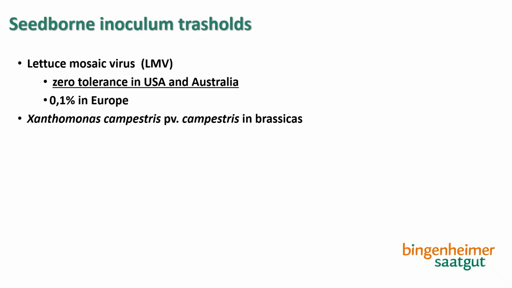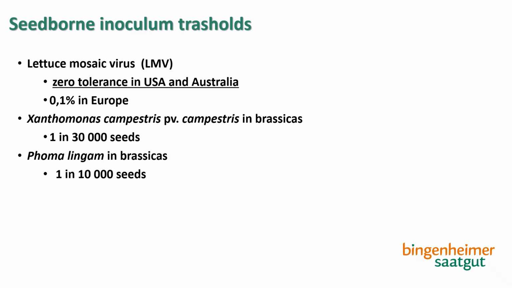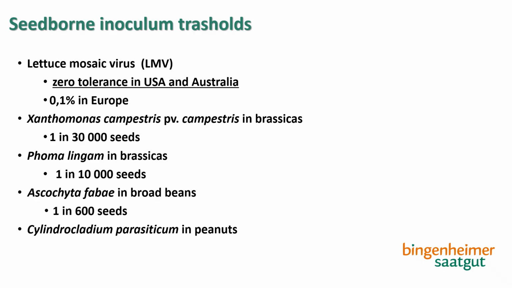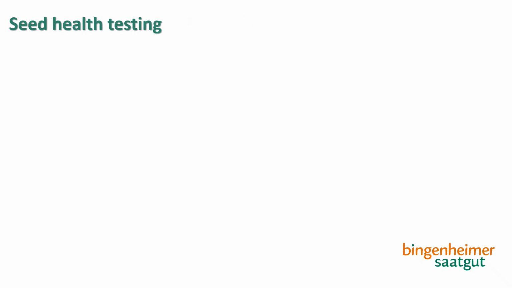For Xanthomonas campestris pv. campestris in brassicas, 1 in 30 seeds is allowed. For Phoma lingam in different brassicas, 1 infected seed in 10,000 seeds is allowed. Ascochyta fabae in broad beans, 1 in 60 seeds can be infected. Cylindrocladium parasiticum, a pathogen of peanuts, there, 1 in 400 seeds.